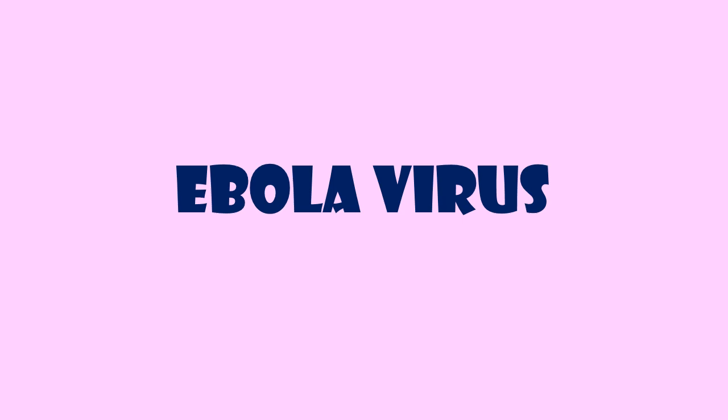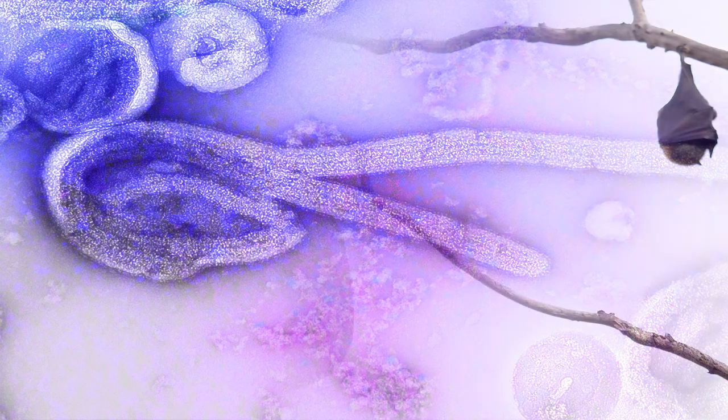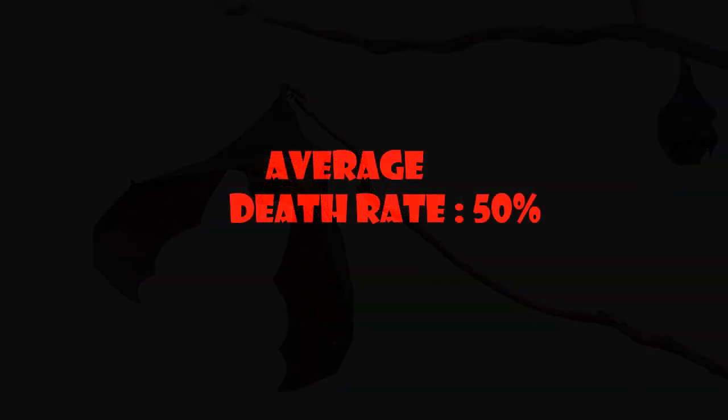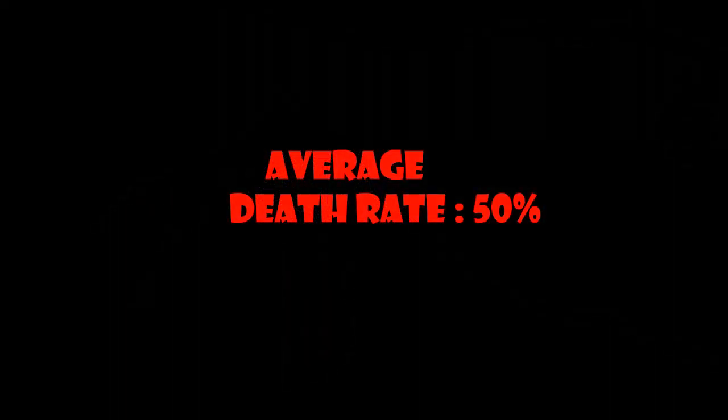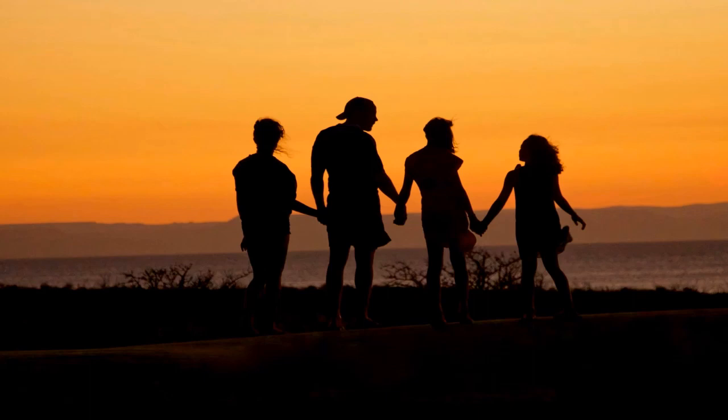Ebola virus. It appeared first in 1976 and is thought to be present in fruit bats. Ebola virus causes a deadly disease which has an average death rate of 50%, and it spreads to people from infected animals and through human to human contact.